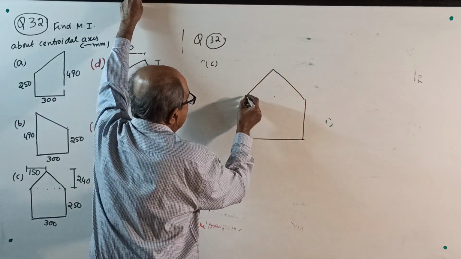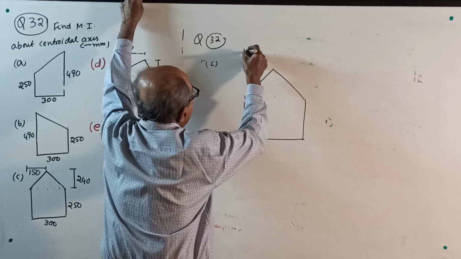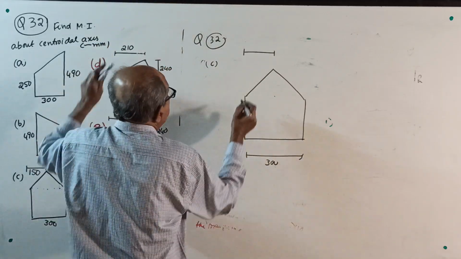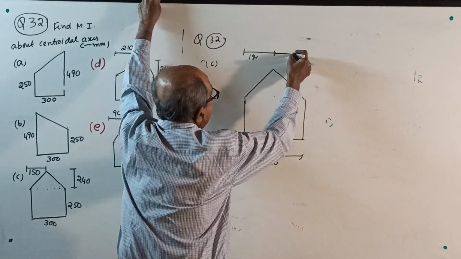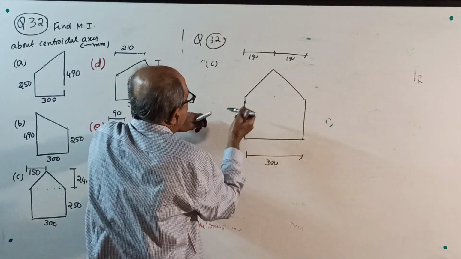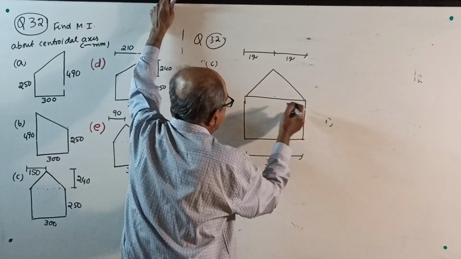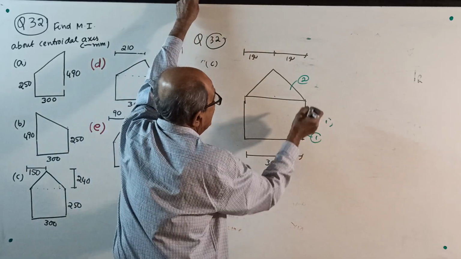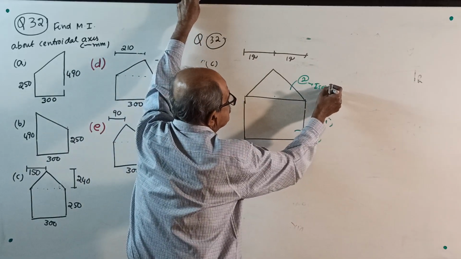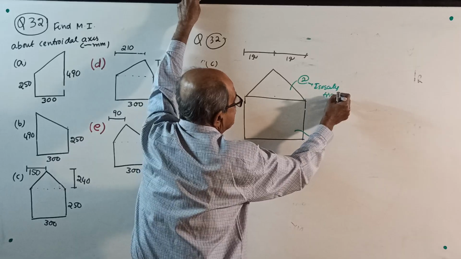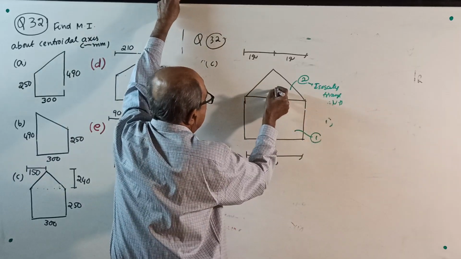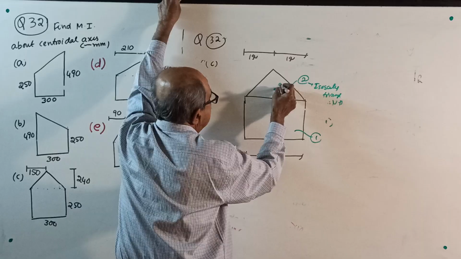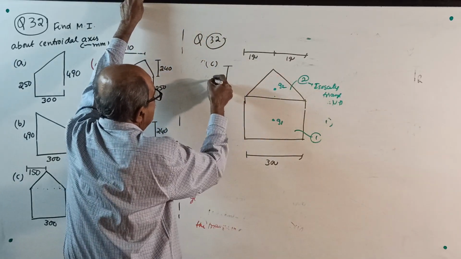See, now, this distance is given as how much? This total is 300. This is given as 150. If it is 150, this also is 150. Therefore, once again, divide into two parts, part 1 and part 2. Part 1 is a rectangle, part 2 is an isosceles triangle. So, with an isosceles triangle, no problem. See, G1, G2, this height will be 240.